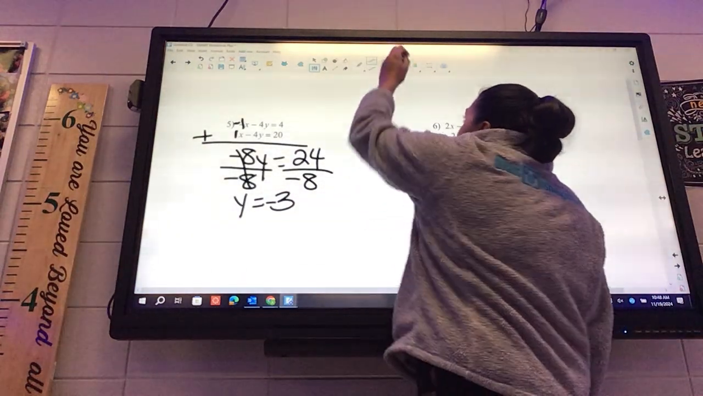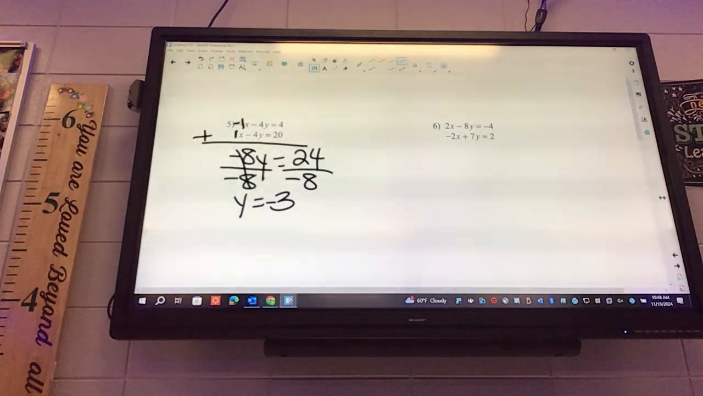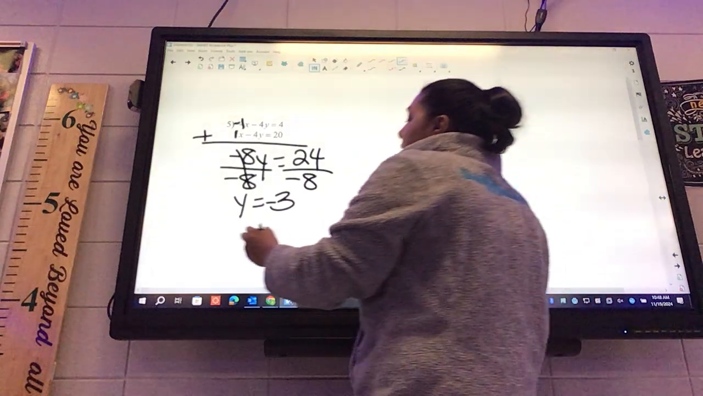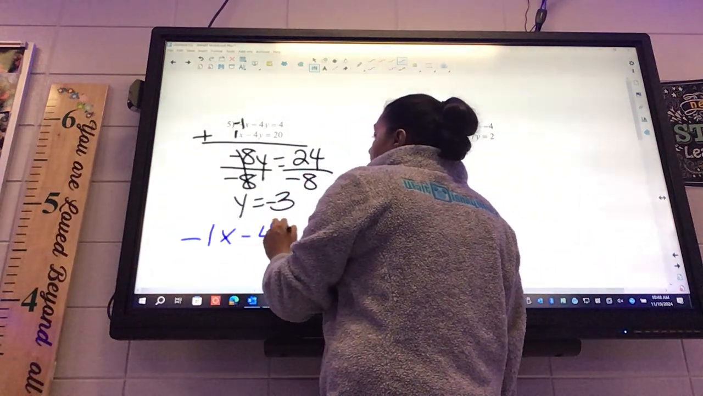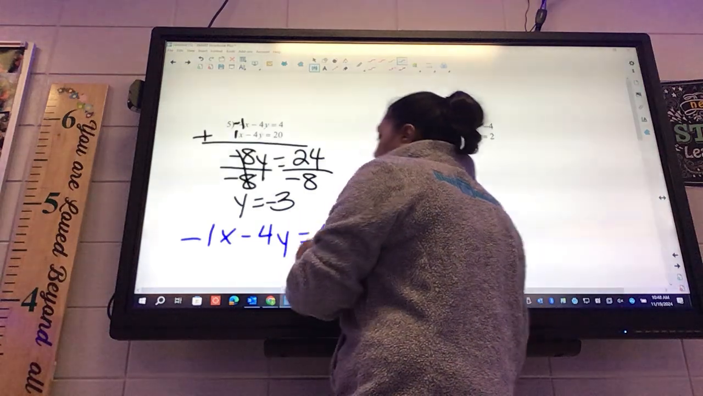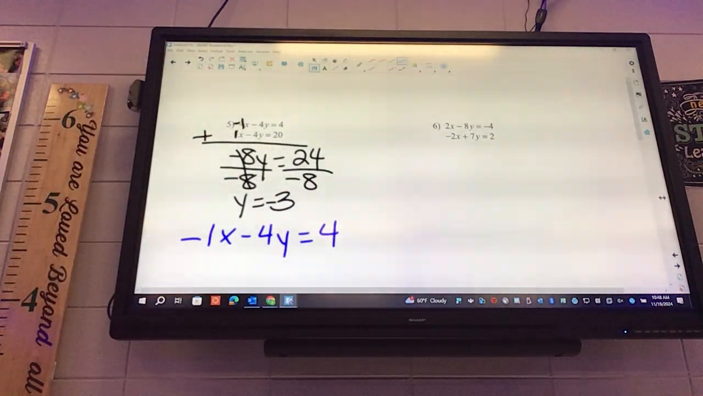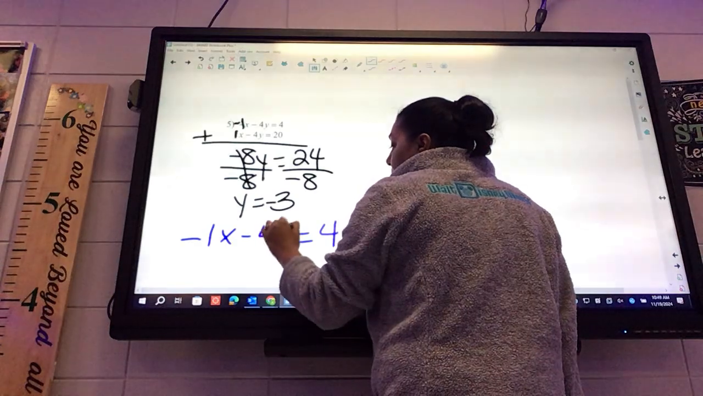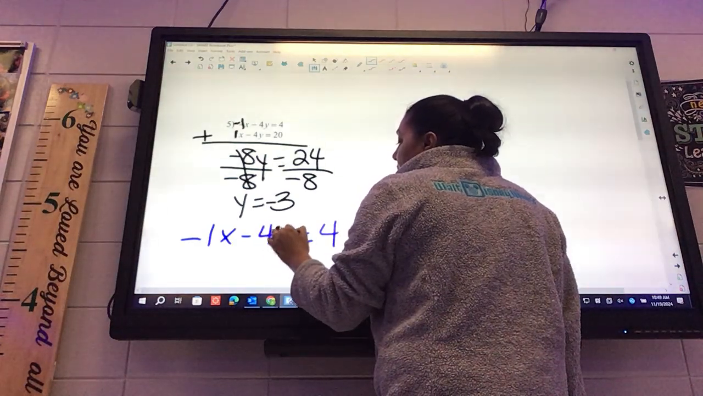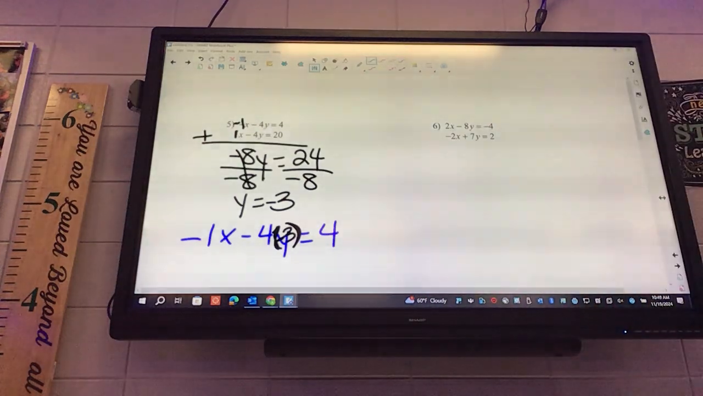So from here, we're gonna plug it in. Do you wanna use equation 1 or equation 2? 1? Okay, one says negative 1x minus 4y equals 4. Okay, what are we plugging in, x or y? Y, and what is our y? Negative 3. So right here, it's going to be parentheses negative 3. Okay, so you can just erase the y and put the negative 3 instead.